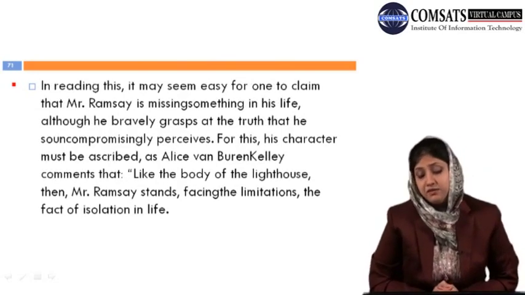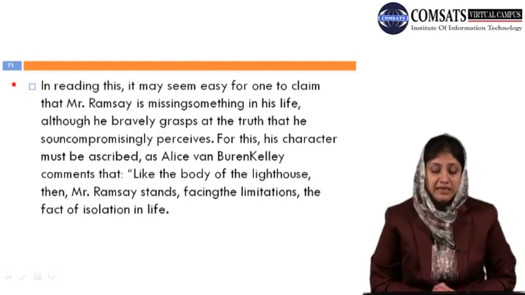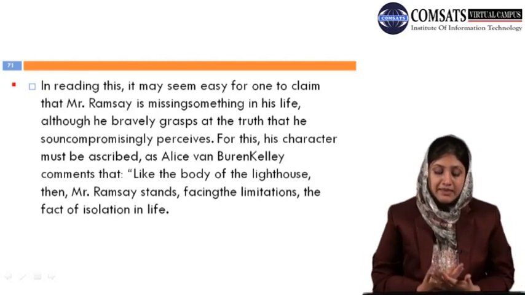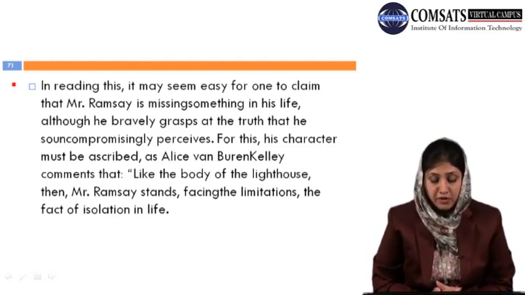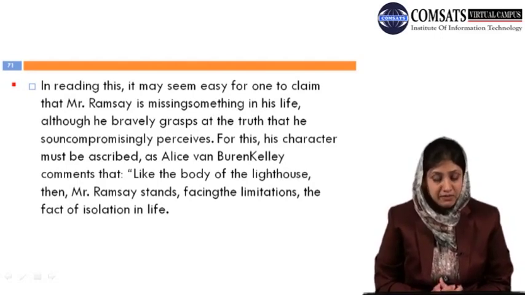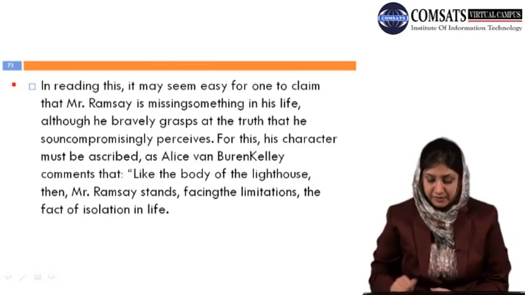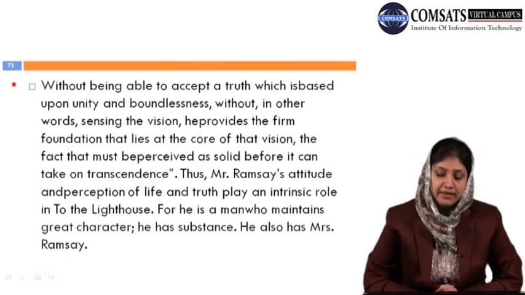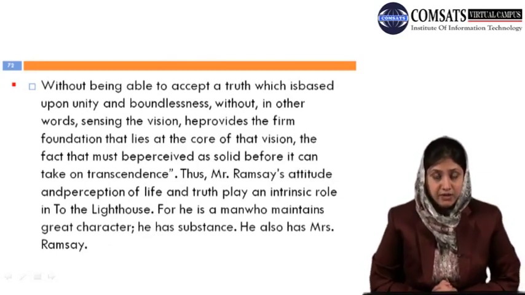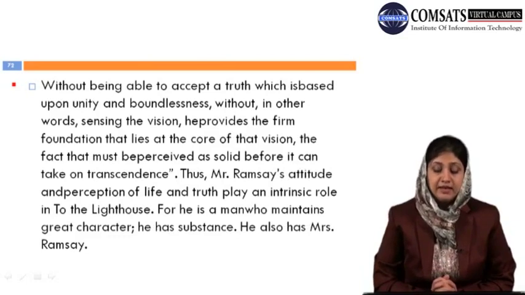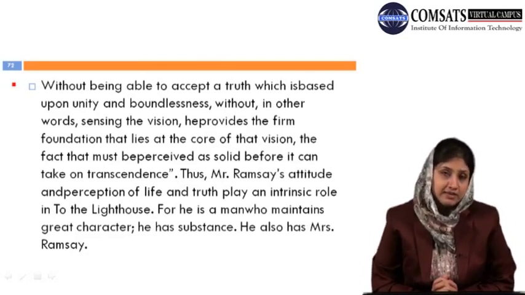In reading this, it may seem easy to claim that Mr. Ramsay is missing something in his life, but although he bravely grasps at the truth that he so uncompromisingly perceives, his character must be read as Alice Brinkley comments: like the body of the lighthouse, Mr. Ramsay stands for the limitations, the fact of isolation in his life. Without being able to accept a truth which is based upon unity and boundlessness, without, in other words, sensing the vision, he provides the firm foundation at the core of what vision is, the fact that must be perceived as solid before it can take on transcendence.